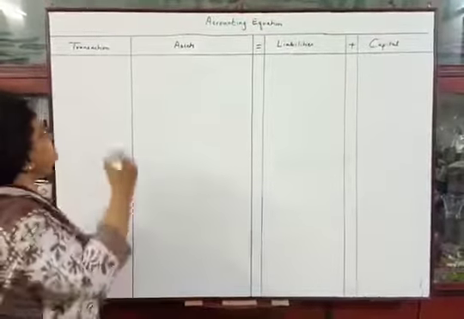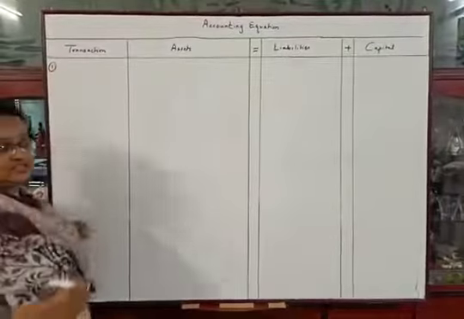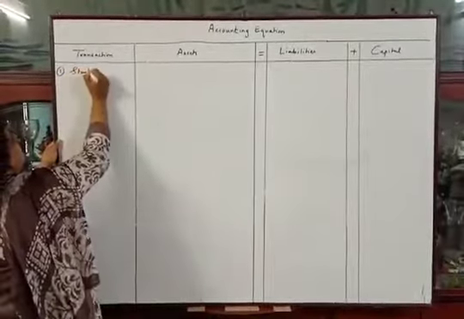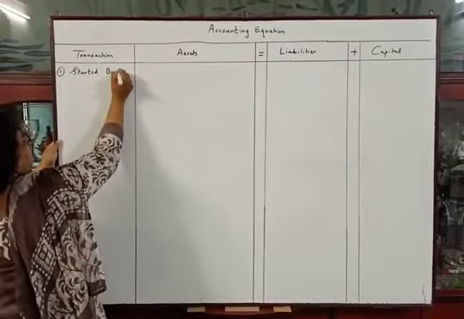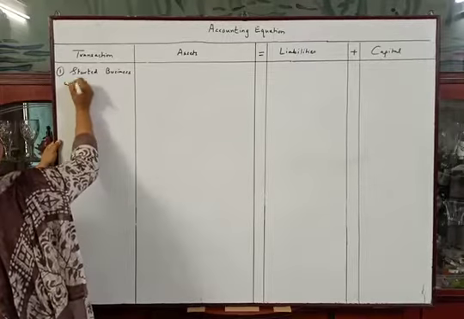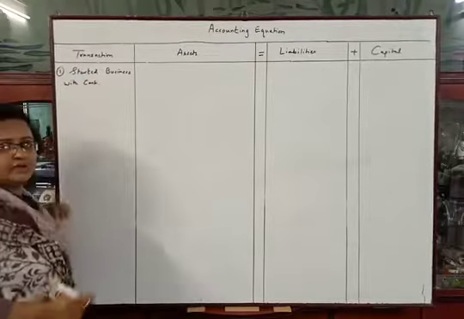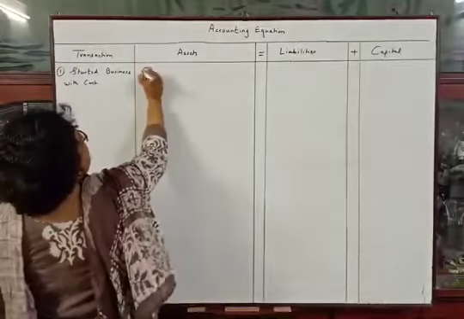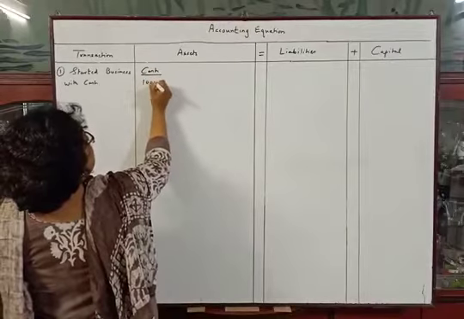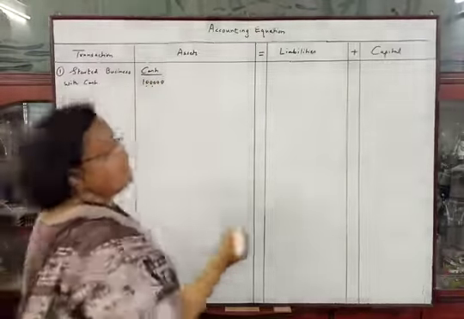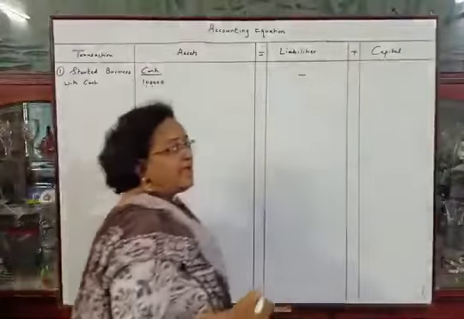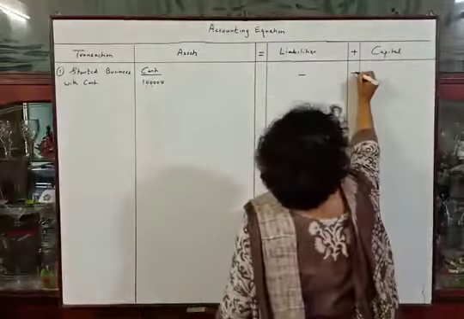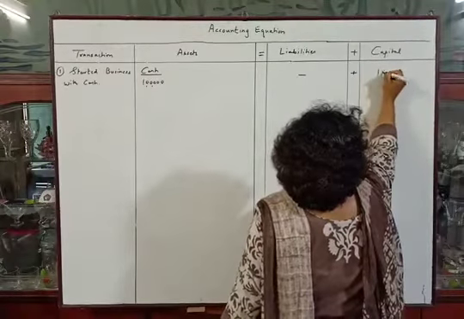Okay. Now first transaction. Harish started business with cash rupees 1 lakh. So I will write started business with cash. So our cash is our asset. So in assets column, cash rupees 1 lakh. There will not be any liability and the owner has invested rupees 1 lakh into the business. It means his capital invested into business. So his capital will be rupees 1 lakh.